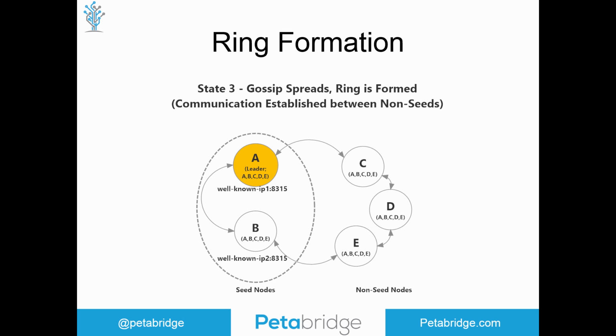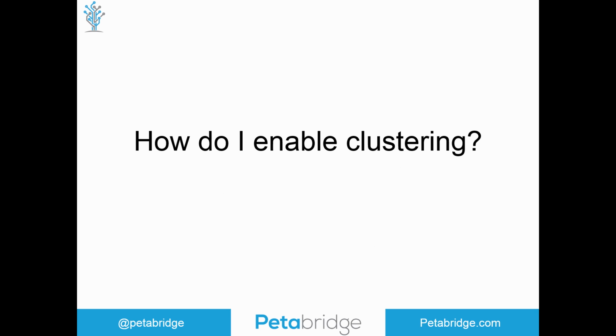So for example here, C now knows about E, even though it did not know about E before, and both C and E had different seed nodes. Okay, now we have a cluster. Great, at least conceptually. But how do you actually enable clustering in your app? Let's go into that now.